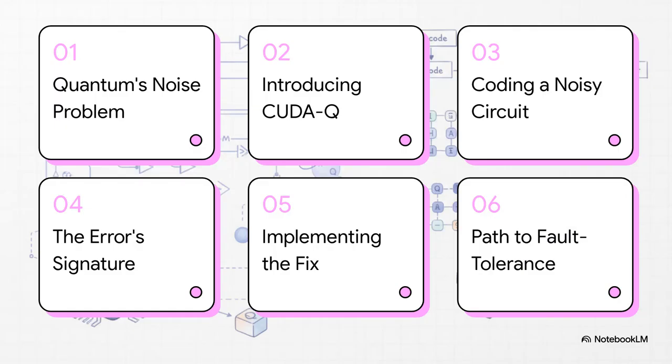So here's the journey we're taking today. We'll kick things off by really understanding the problem. Then we'll introduce our toolkit, and from there, we're getting our hands dirty. We are going to code a circuit, watch it fail because of noise, and then, right after, write the code that actually fixes it. This is the real path to building fault-tolerant quantum computers.